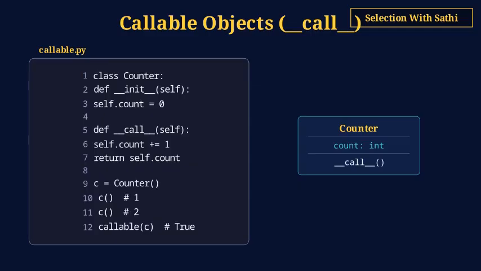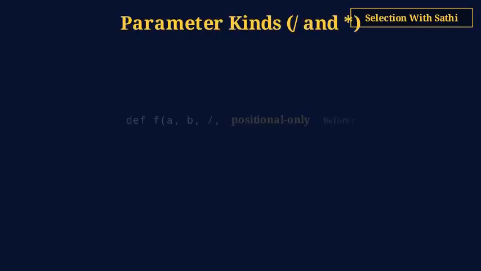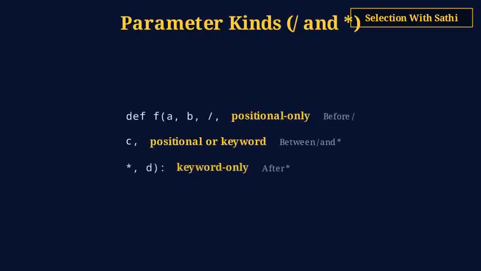Python 3.8 introduced positional-only parameters using the / syntax. Parameters before the / must be passed by position, not by name. Parameters after the * must be keyword only. You must use name equals value. Between / and *, parameters can be either positional or keyword. This gives API designers fine control over how functions are called.